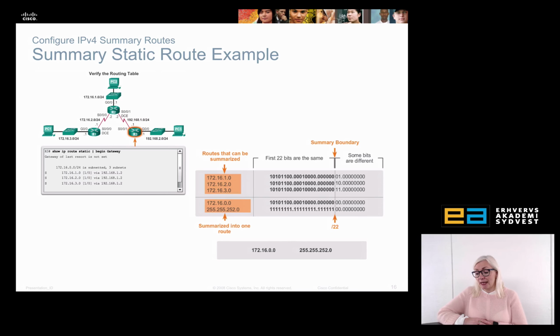Then again, another example here, we have 172.16.1, 172.16.2, 172.16.3. Then again, we just put them into binary and count the matching bits. And in this case, we have 22 matching bits, so we can make a /22 subnet mask for our summarized routes. So instead of advertising these 3 networks, we can advertise only 1 network instead, which is the summarized route.